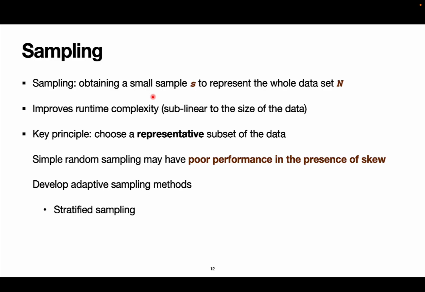So what happens here, we obtain a small sample to represent the whole dataset. But the key here, we want to find this representative subset of data, because simple random sampling will for sure end up with poor performance, because we can't guarantee that the whole dataset got represented inside the sample. Some of the adaptive sampling methods to address this issue is stratified sampling.